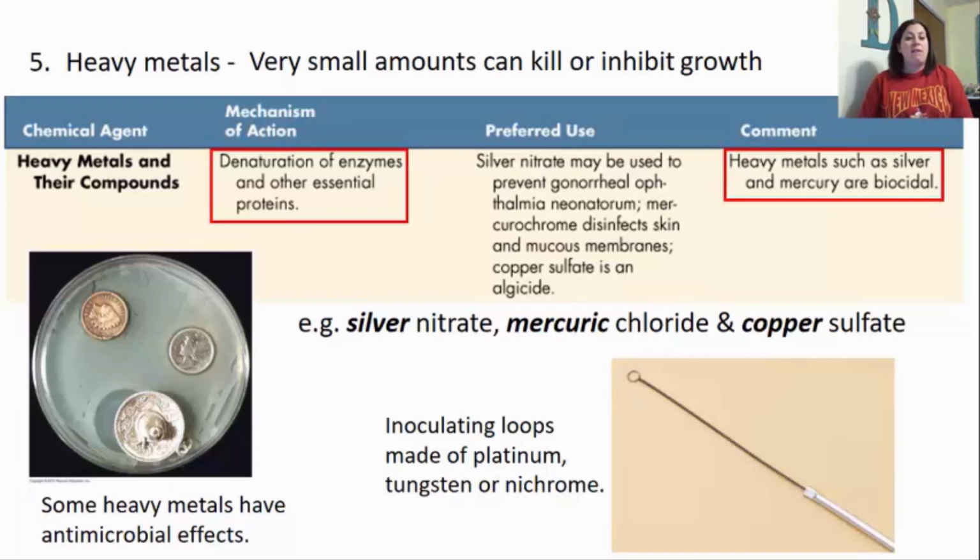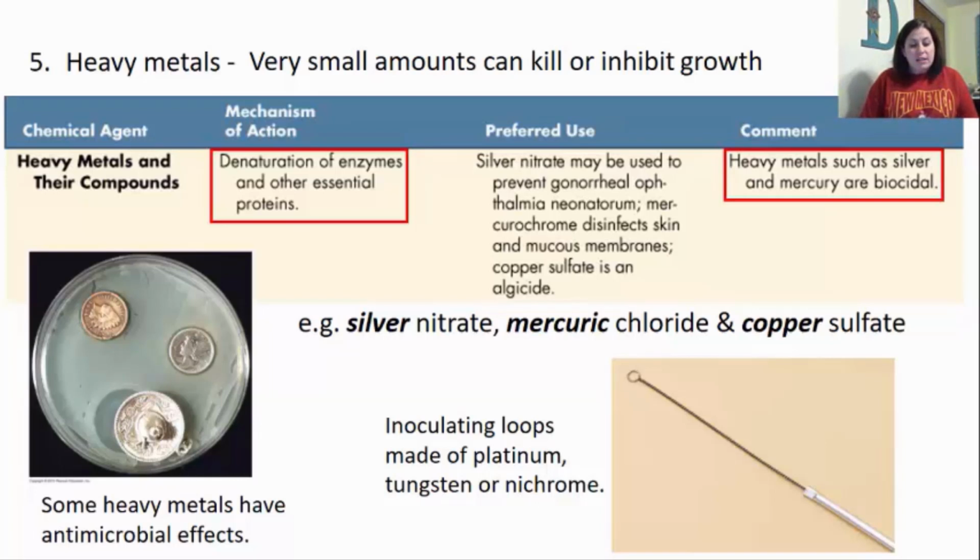Some heavy metals have antimicrobial effects. If you look here in this example where they put coins that had different metal concentrations on the bacteria on the spread plate, you can see that some of them killed or at least inhibited the growth, whereas others didn't. Inoculating loops are made of platinum, tungsten, or nichrome. This way it does not kill the bacteria, because if you use something that had silver, copper, or something like that, it would kill the bacteria before you could transfer it over.